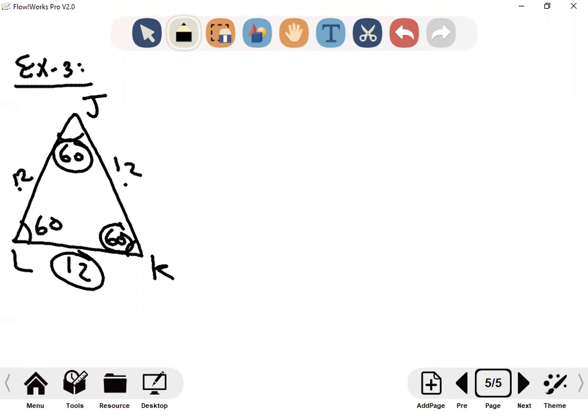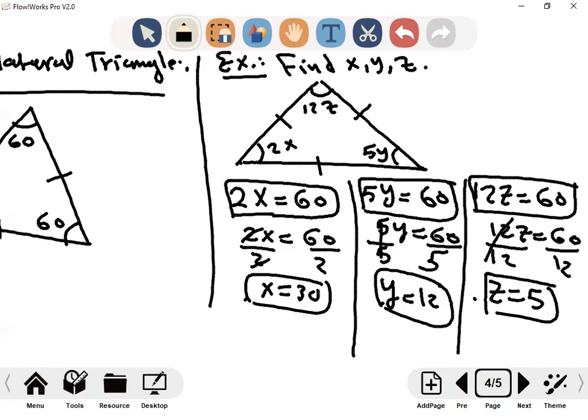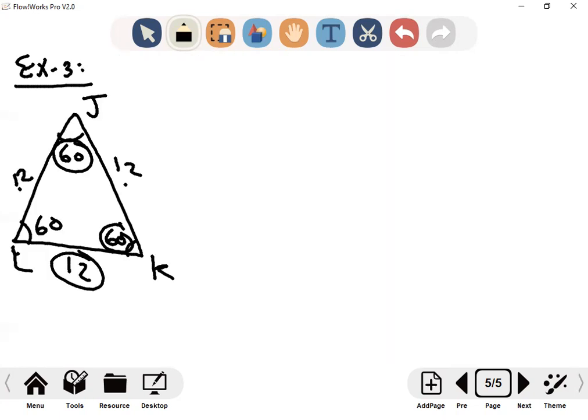Here 12, here 12 means the whole triangle is isosceles, right? And LK is the base side, right? So angle L is 60, then angle K should be 60. But if angle L is 60 and angle K is 60, how much is left from the 180 for the J? 60. 60 plus 60, 120, subtracted from 180, right? But if angle J is 60, then the three angles should be what? 60s. And if the three angles are 60s, then the three sides are what? Equal. So if this is 12 and this is 12, the third side should be 12. Do you understand? But let's see the check after this example. In the check, I have this triangle.